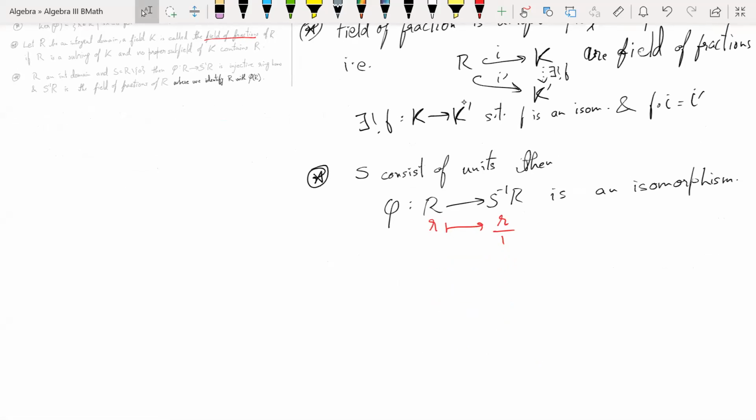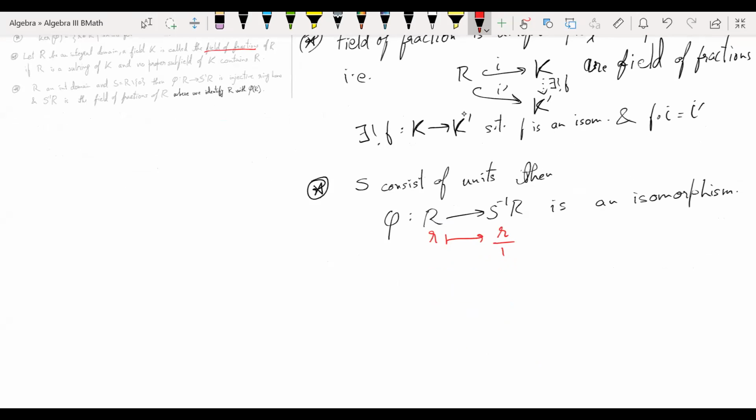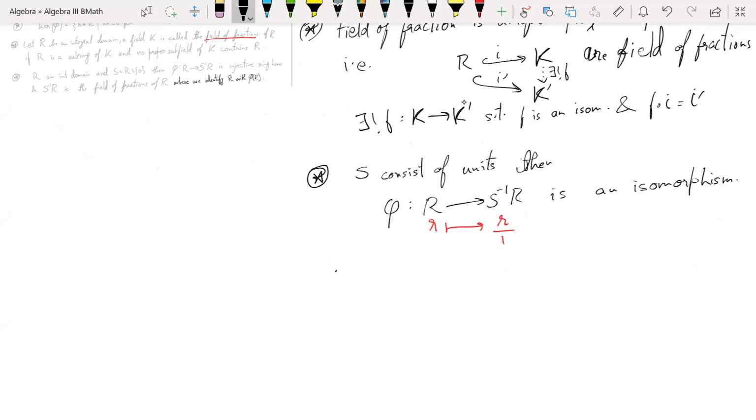Okay, so let's see a proof of this thing. So we want to show that phi is an isomorphism. So I'll write in black. Okay. So let's look at this map, the identity map from R to R. This is a ring homomorphism.